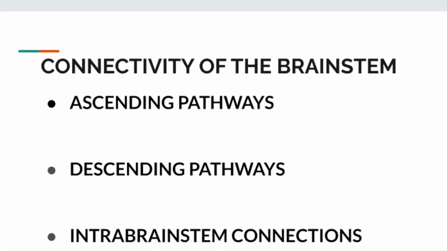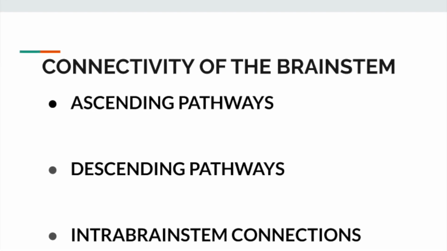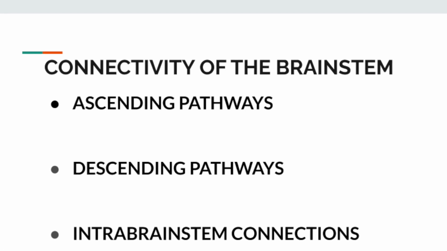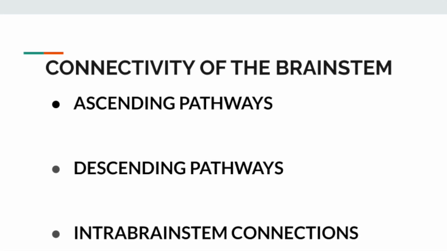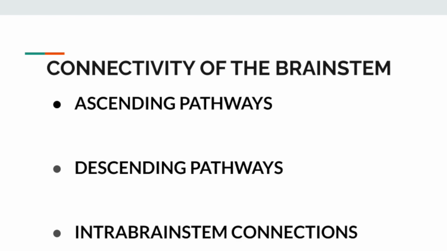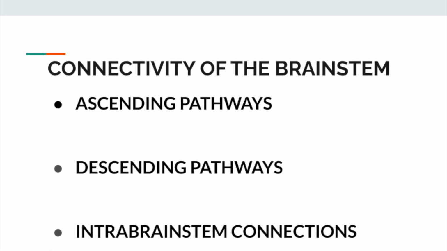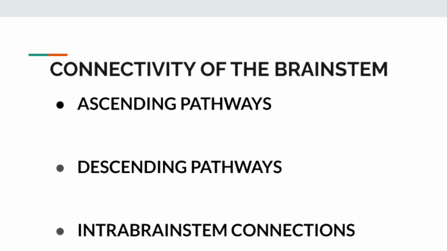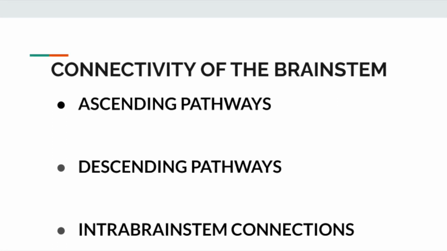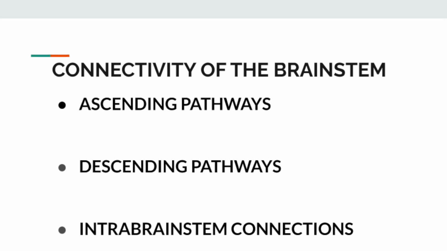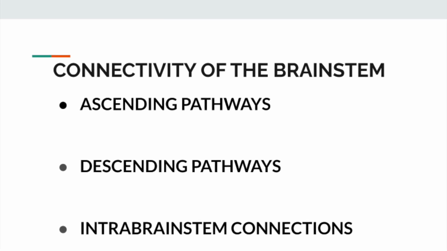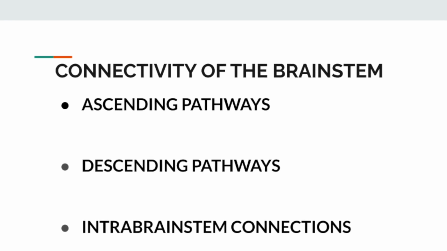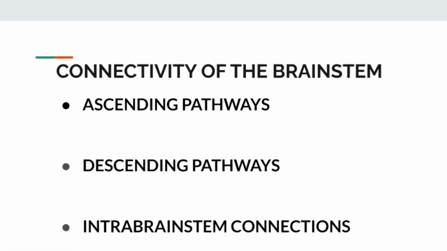Sensory information from the body is relayed through the ascending pathways in the brainstem to higher brain centers, including the thalamus and cerebral cortex, for processing and interpretation. Next is the descending pathways. Motor commands originating in the cerebral cortex and cerebellum travel through the descending pathways in the brainstem to spinal motor neurons, regulating voluntary movements and reflex responses.